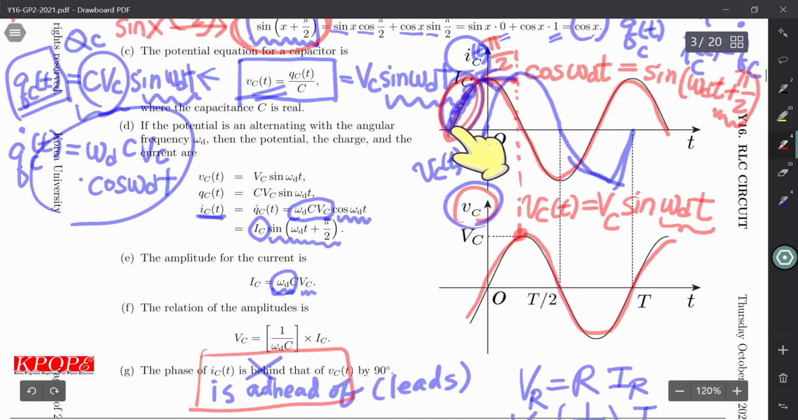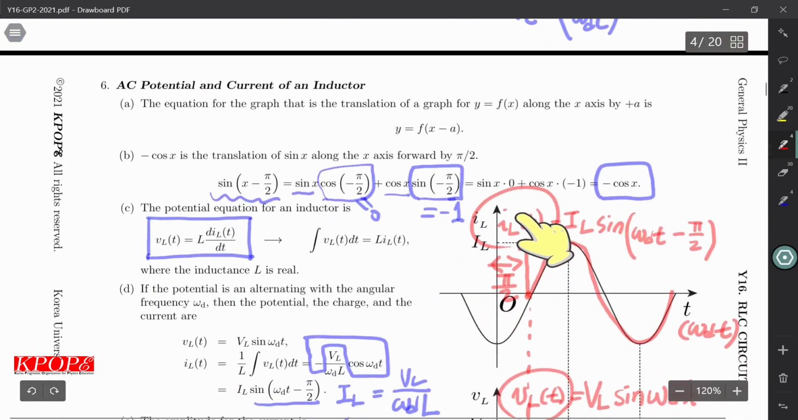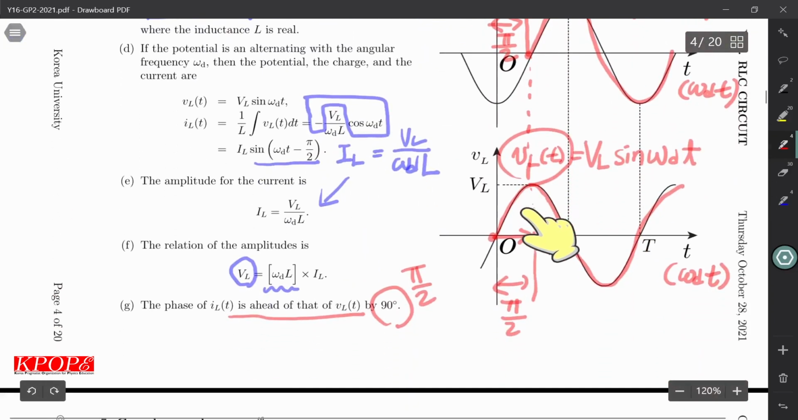So we say this amount has passed already. That means the phase of current for the capacitor is advanced. It is ahead of the potential.